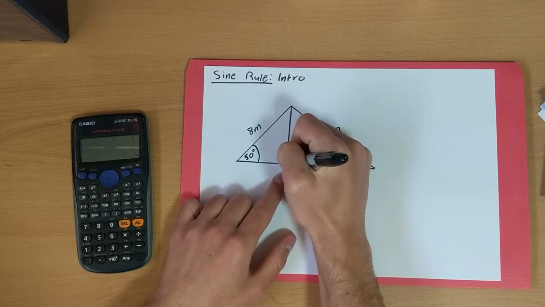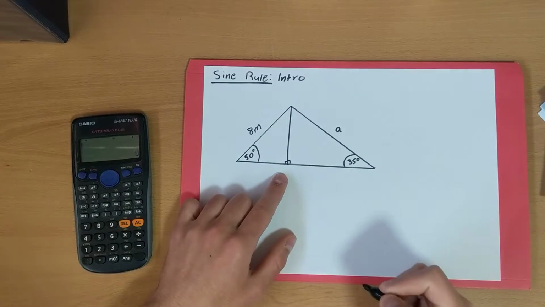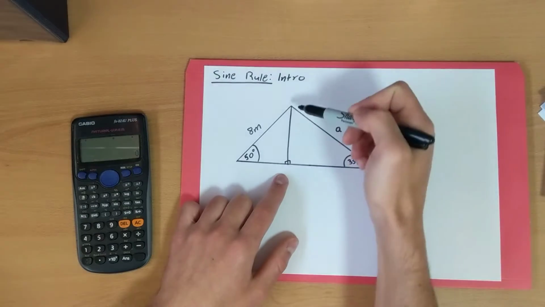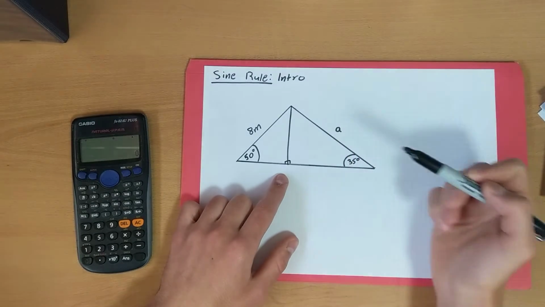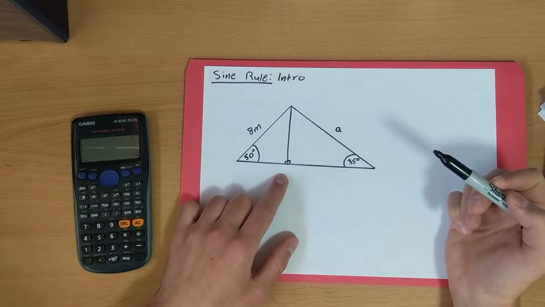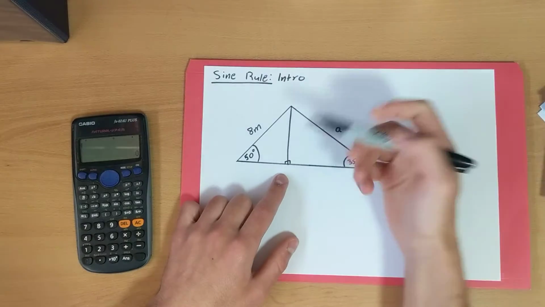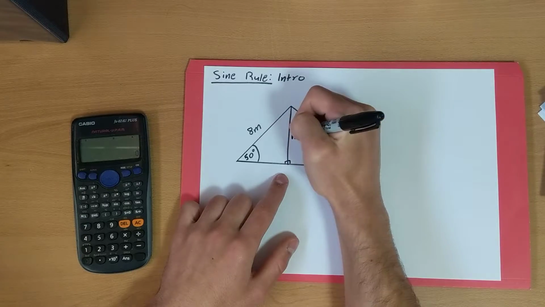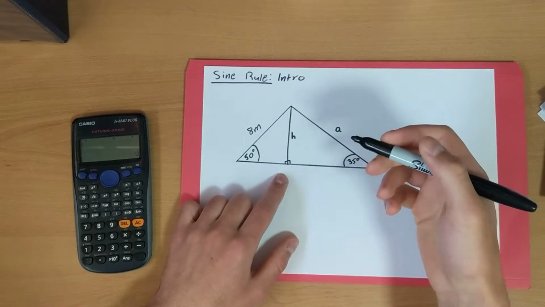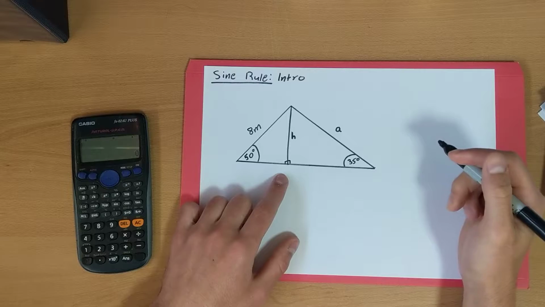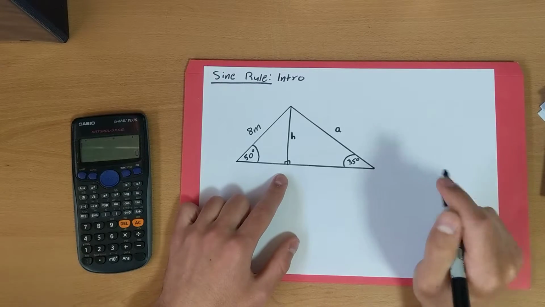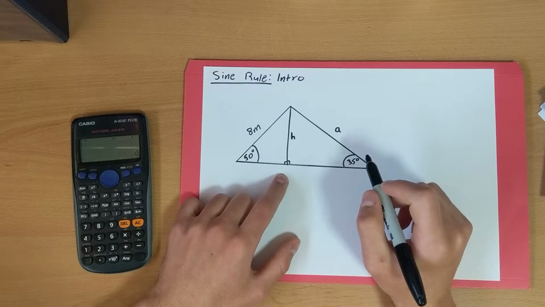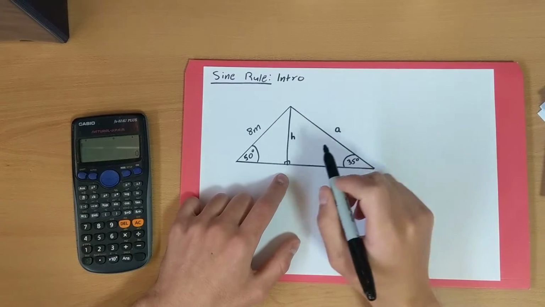And that's going to create two right-angled triangles. So you can see now I've got one right-angled triangle there, another one there. I've split my triangle into two right-angled triangles. And this line here, let's give it a name. Let's call it H. I don't know what it is, and we'll see soon it actually doesn't matter what it is, but we're just going to give it a name, H. Now we have right-angled triangles, so we can use our trig ratios to work out some stuff.